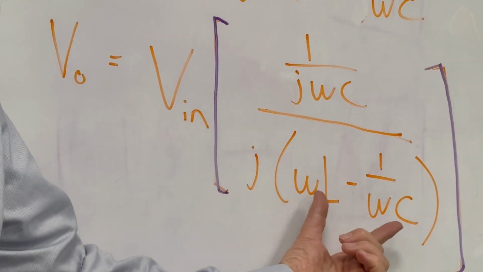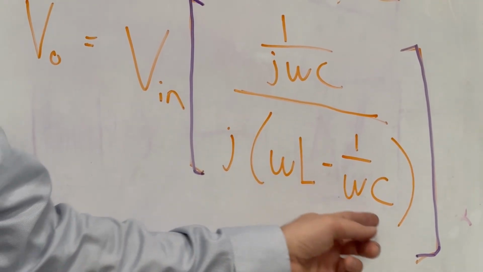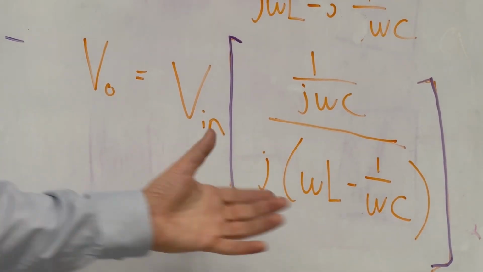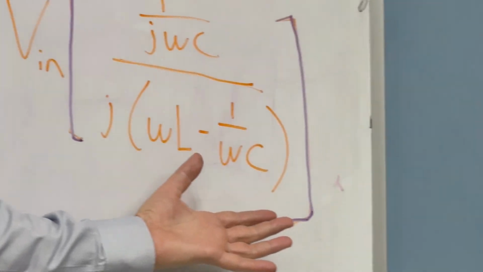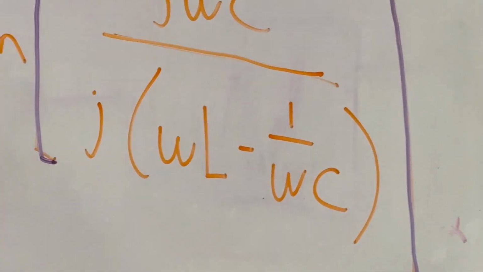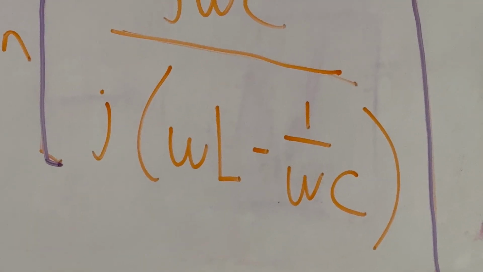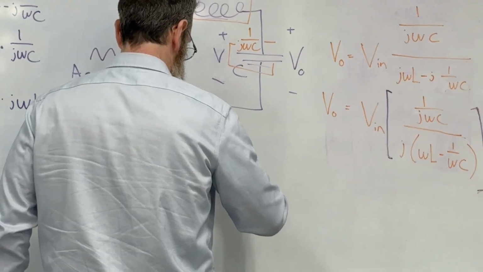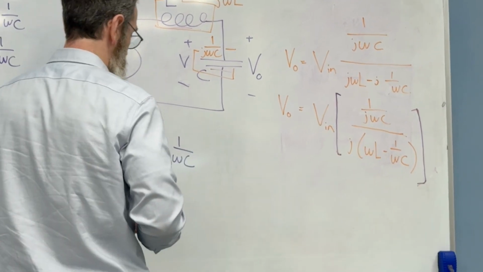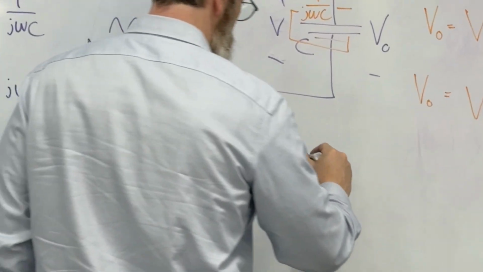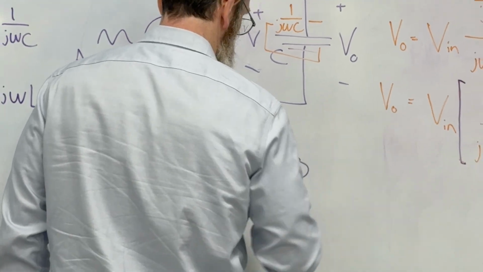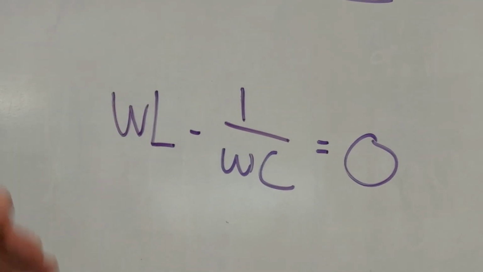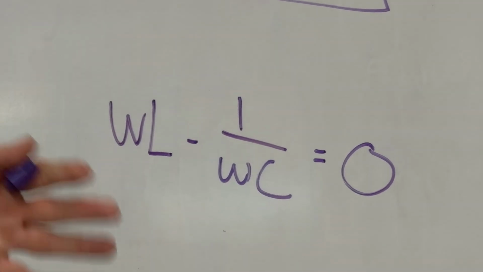But I want to focus on this term here, this ωL minus 1 over ωC. I just want to look at that term. I know that whatever this is, it is going to amplify the input to give the output. So I want to look at ωL minus 1 over ωC. And I'm curious if this term could ever be 0. Could it be 0? Could any conditions make it 0?